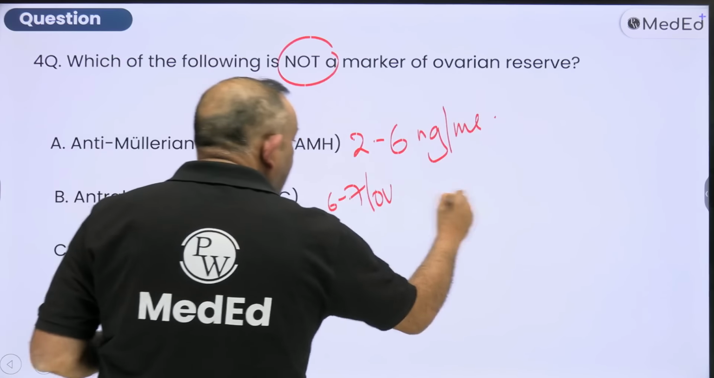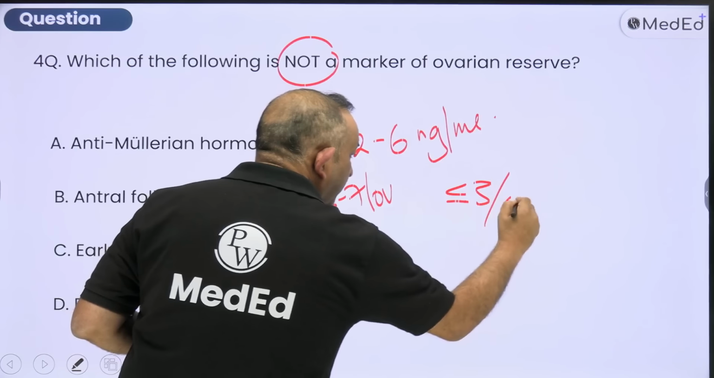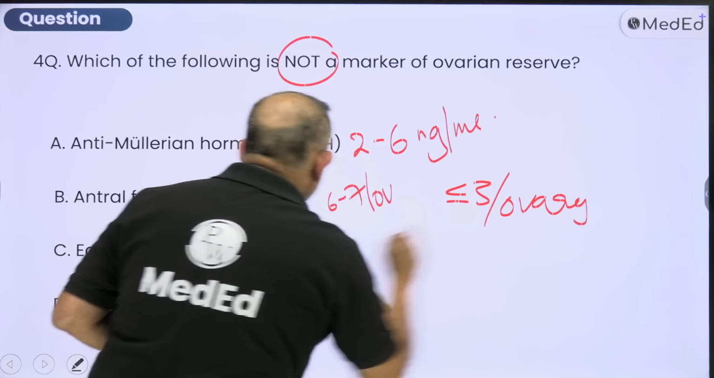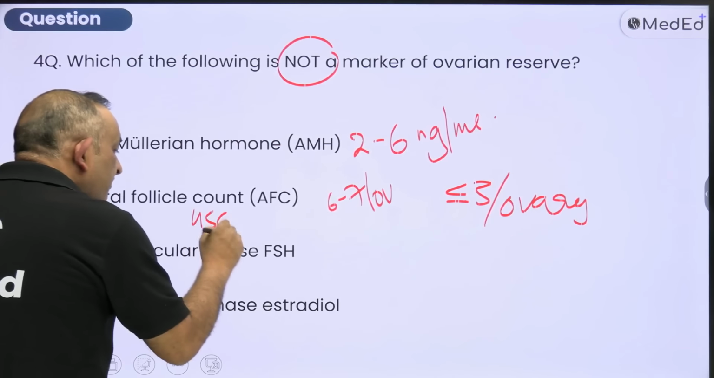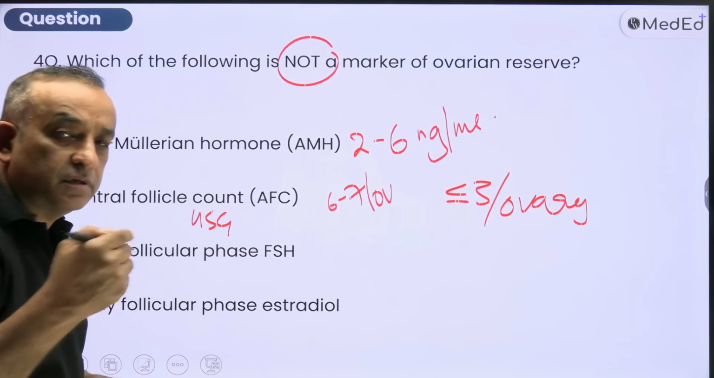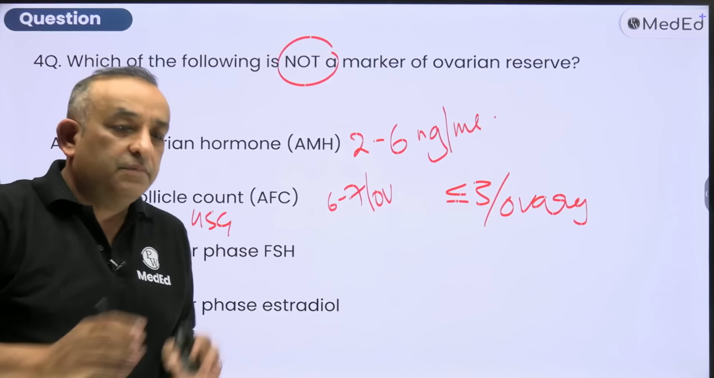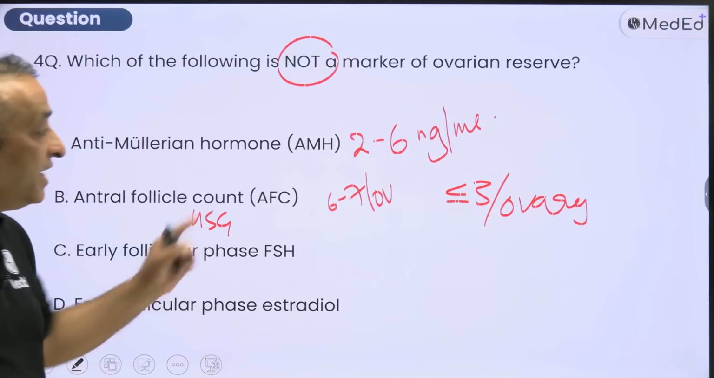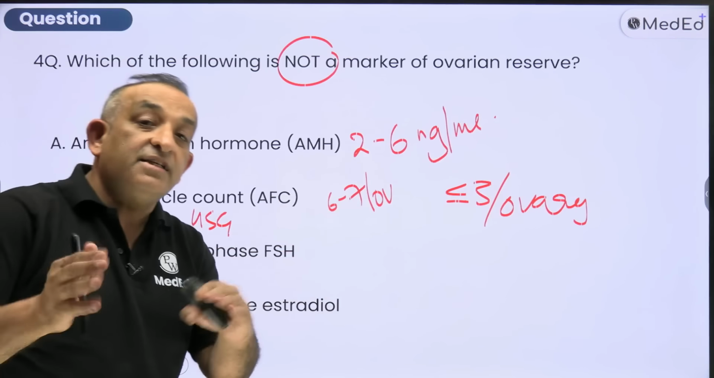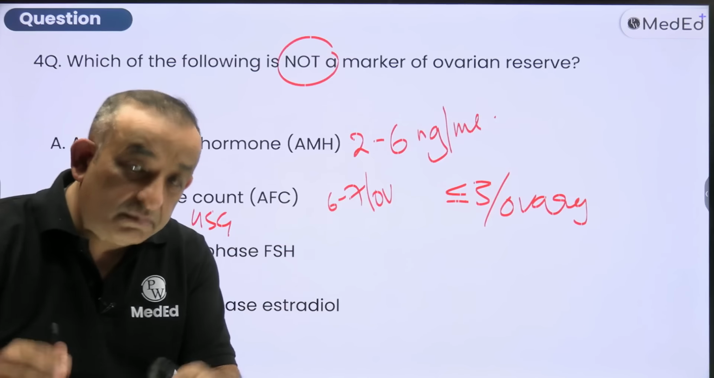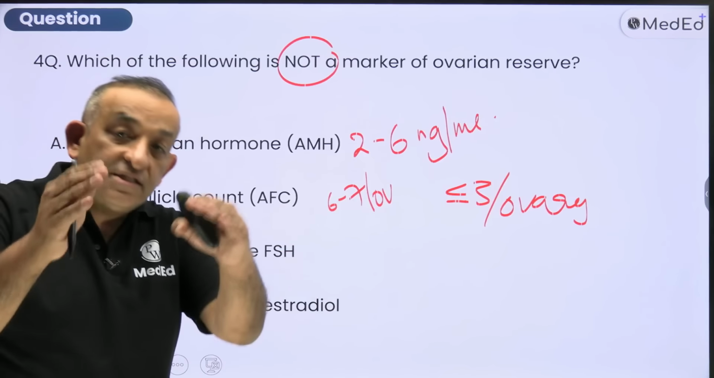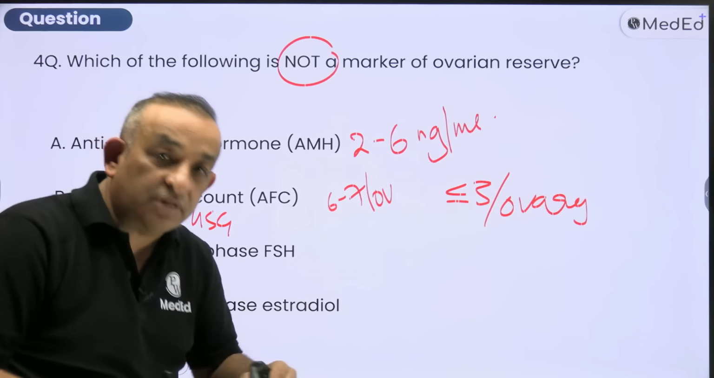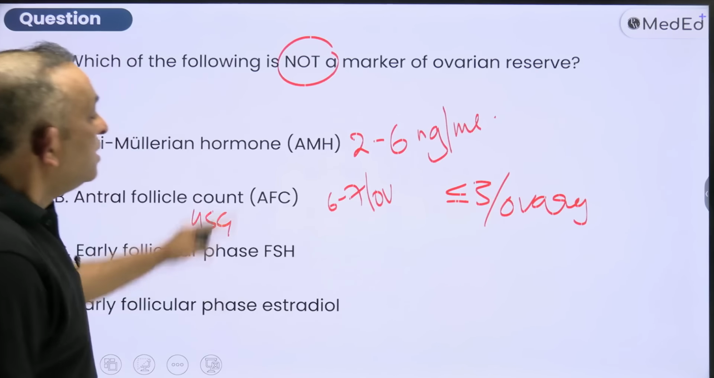So anything less than or equal to 3 per ovary. Antral follicle count is done on ultrasonography on the early 3-4 days of the periods. That's when on the ultrasound you will see 6 to 7 antral follicles per ovary. Now, if they are less than or equal to 3 per ovary, less than 4 is also given in many other sources. Less than 4 actually means less than or equal to 3. Not to get confused. Okay, 6 to 7 per ovary.